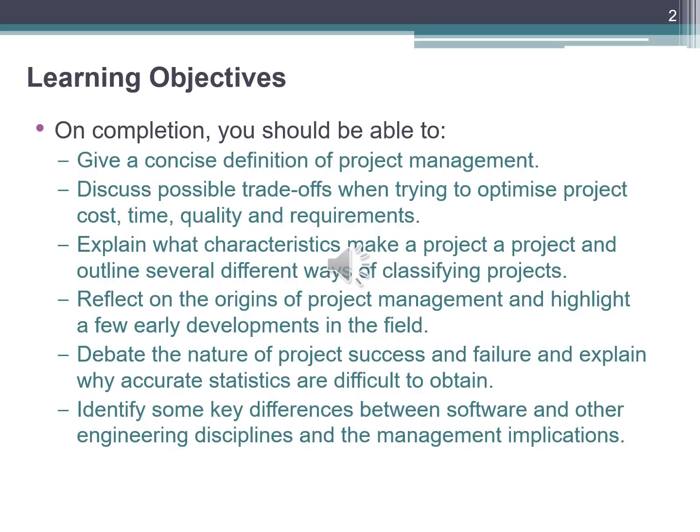Here are the expected learning objectives for this unit. On completion of this Unit 1, you should be able to give a concise definition of project management, discuss possible trade-offs when trying to optimize project cost, time, quality, and requirements, explain what characteristics make a project, and outline several different ways of classifying projects.